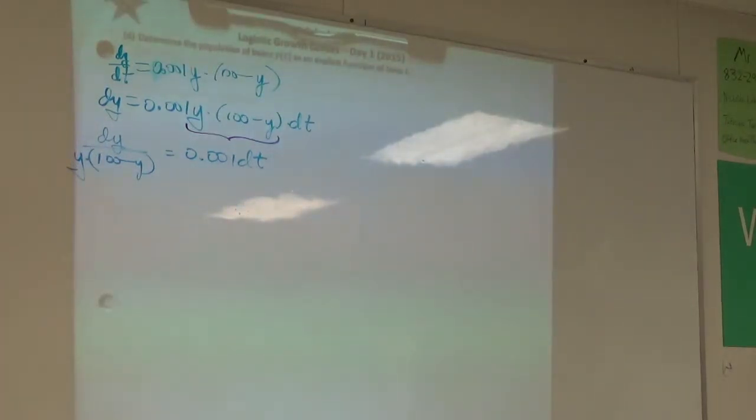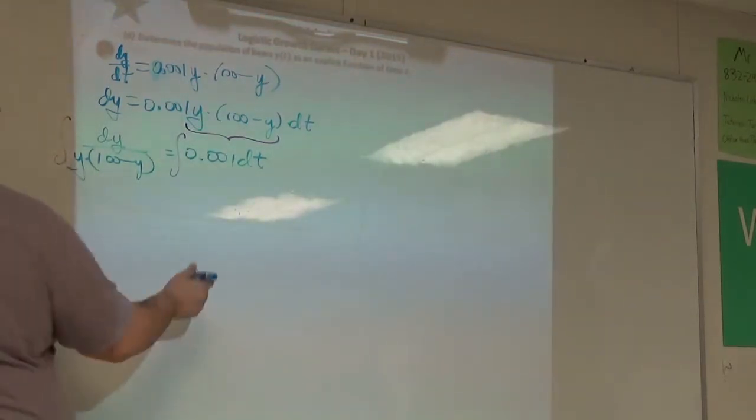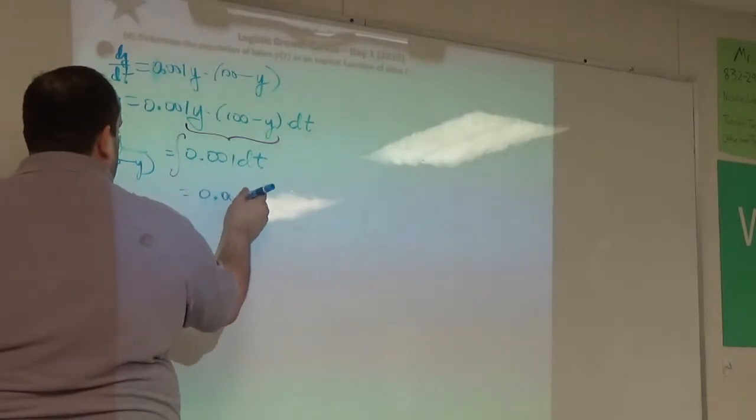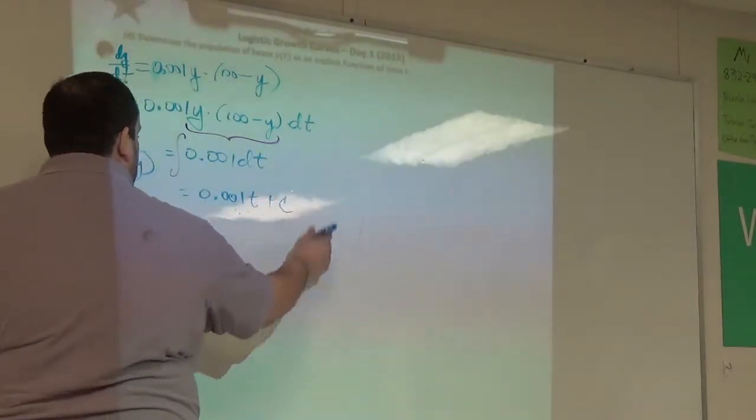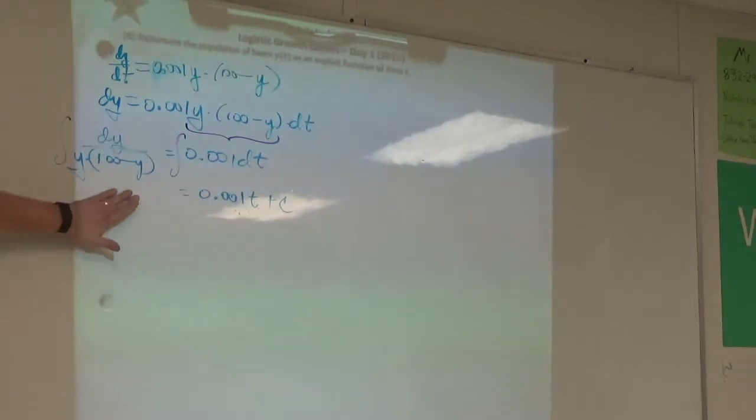Have I separated the variables? Yes. So now I integrate both sides. One of these looks very comfortable. The left one. Yeah, the left one. The right side is going to be 0.001 t plus Charlie. The left side is beyond your current abilities.